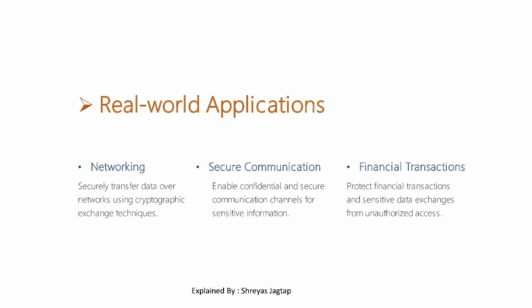Real-world applications. The first point is networking. A network is two or more computers or devices that are linked in order to share information or data. Networking refers to a large set of standards and protocols that organize and regulate the sharing of information. Some of the networking protocols are TCP and UDP, HTTP for web requests, DNS to convert domain names to IP addresses, IMAP, and SSH.